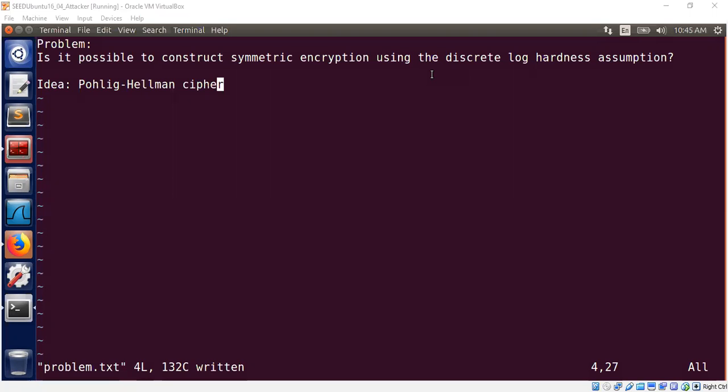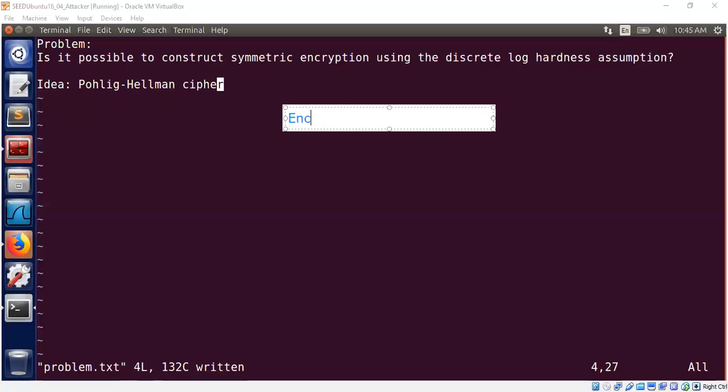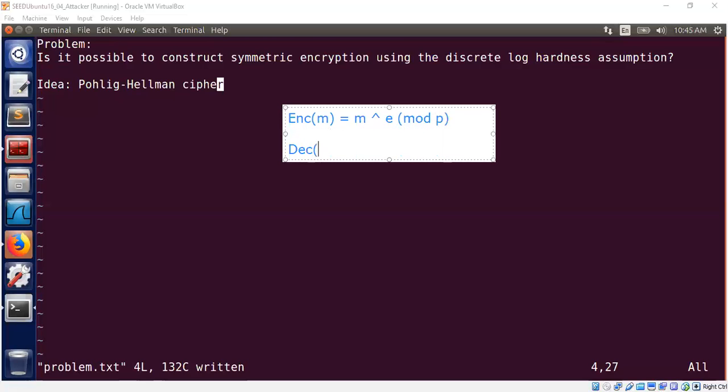Let me start now with the encryption function first. For the encryption function, of course, we need a message M that you want to encrypt. It takes the message and raises it to the exponent e, and then mod p. So this is the encryption function. And the decryption function has the same structure. Let me call this answer C. If you have an encryption of a message M, you will get a ciphertext C, and you would be decrypting your ciphertext C using a decryption function.